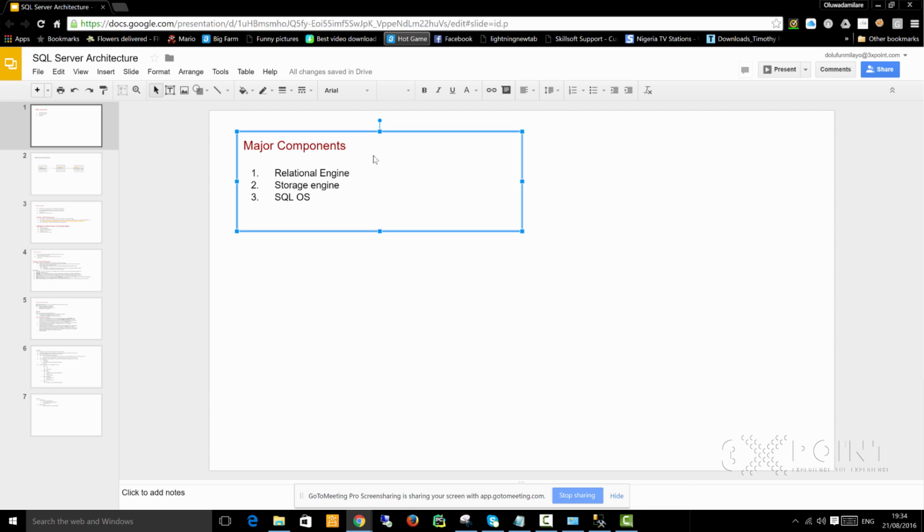So the major components for SQL Server are 3. We have the Relational Engine, we have the Storage Engine, and we have the SQL operating system, and it's popularly called the SQL OS. So we'll go into each of these in detail.